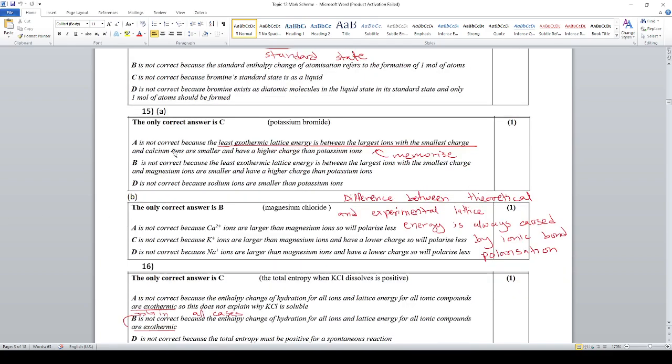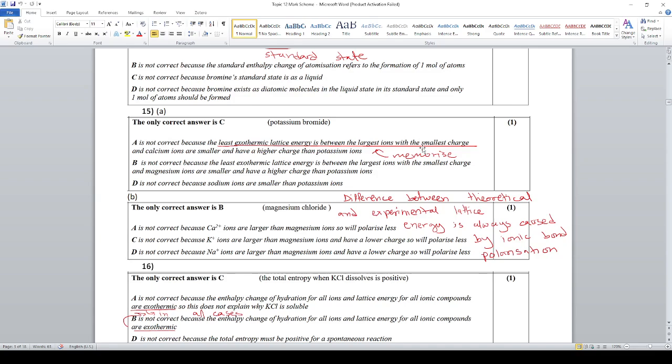Then we have number 15A. So which of these would have the least exothermic lattice energy? So lattice energy is affected by the covalent character. So when you have large ions with small charges, so large ions being the negative side and small charges being the positive side, then you will have very low lattice energy.